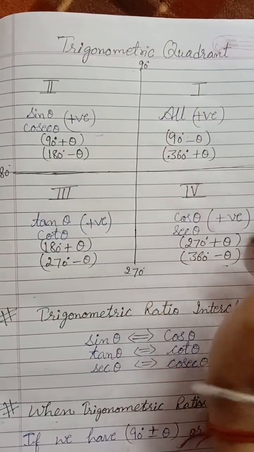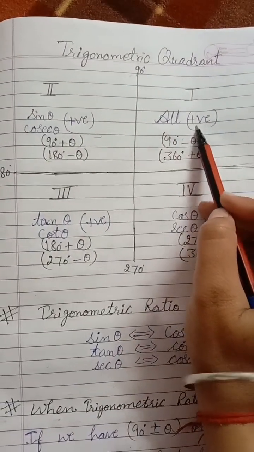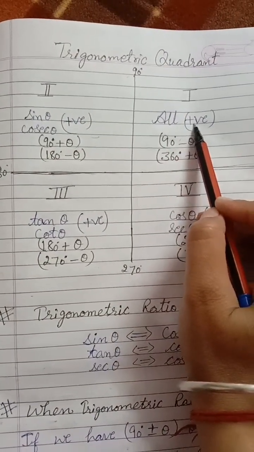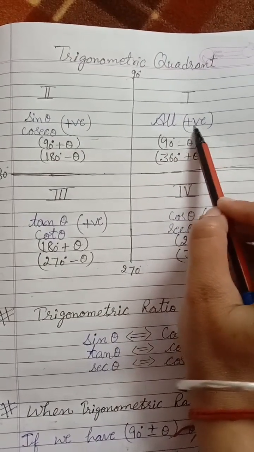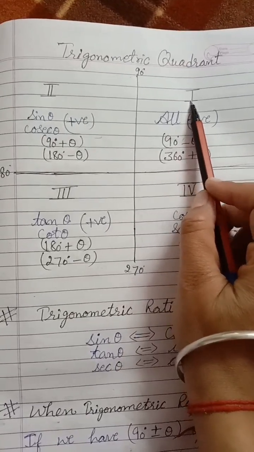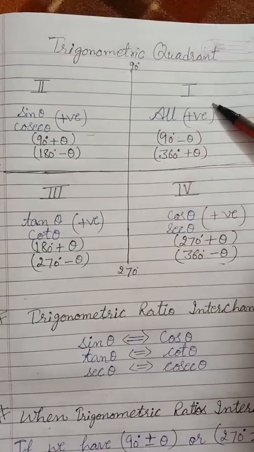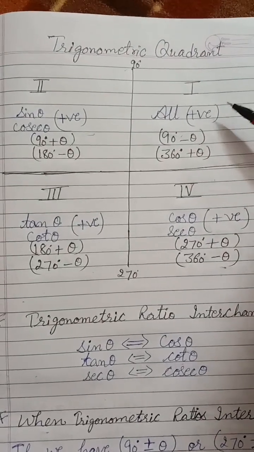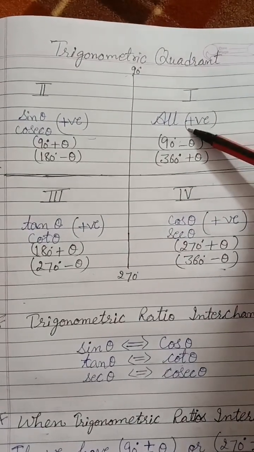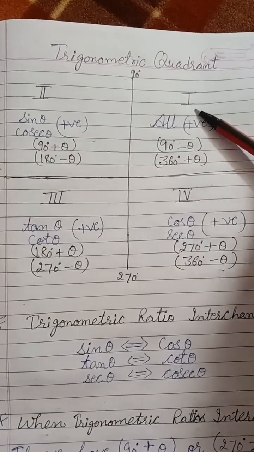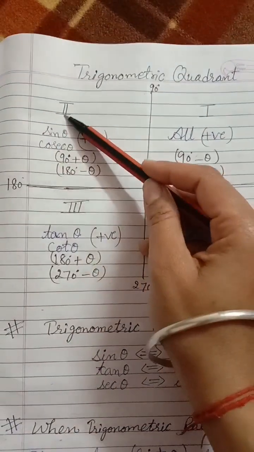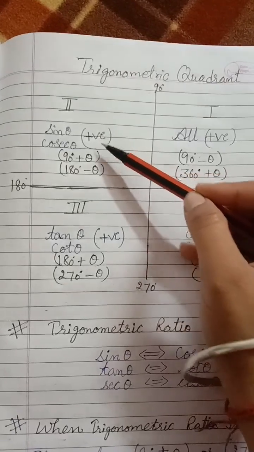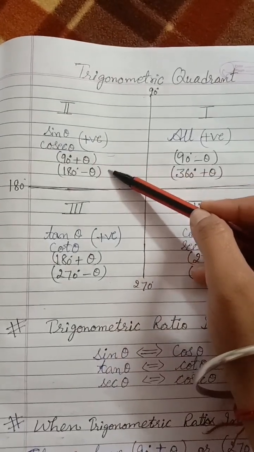Here you can see I have written "all positive". It means that all six trigonometric functions or ratios will remain positive in the first quadrant. I will repeat, all six trigonometric functions, that are sine, cos, tan, cot, sec, cosecant, will remain positive in the first quadrant. Now in the second quadrant, sine theta and its reciprocal will be positive, and those which are left will remain negative.